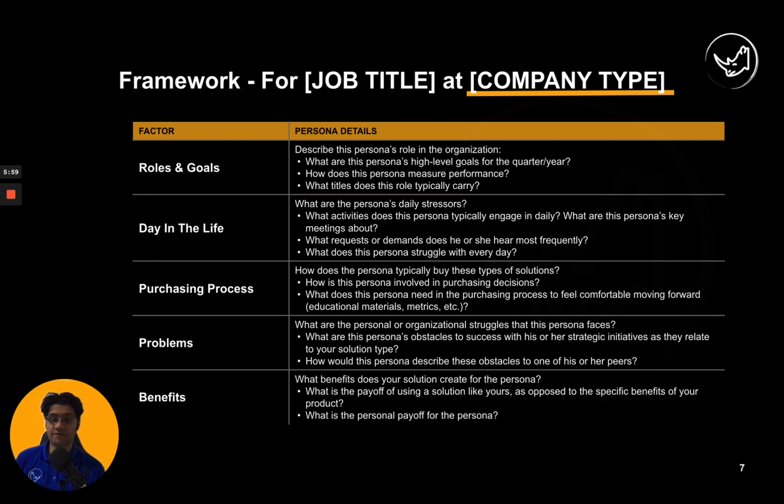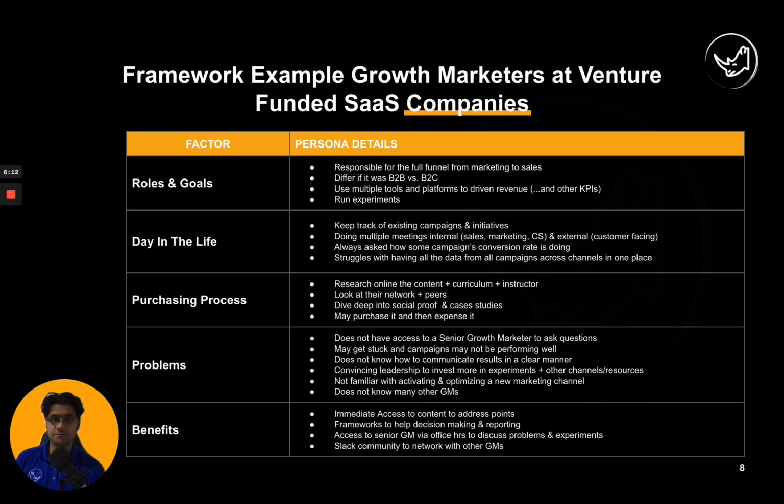Again, this is not definitive. If you feel like you're in a more niche industry and you need to add more rows, then go ahead and do that. This is more utilized to help you identify who the right person is that you need to outreach to, right?